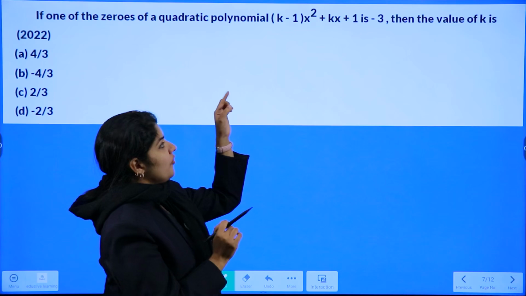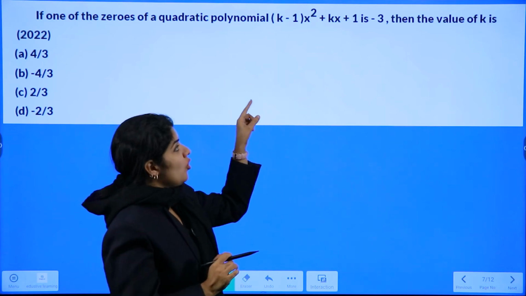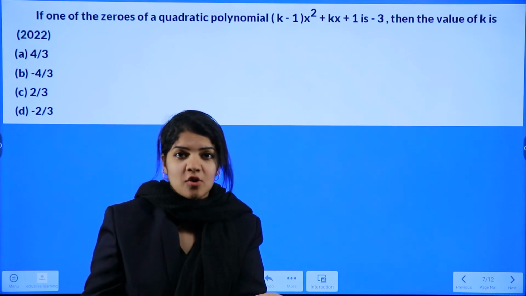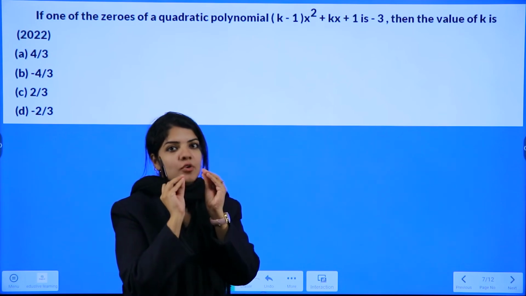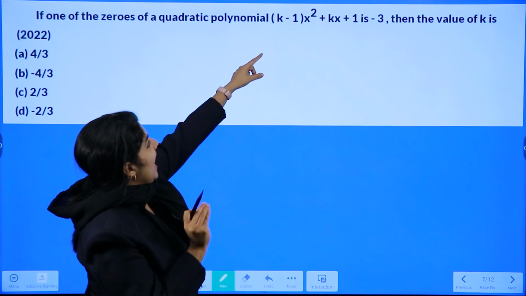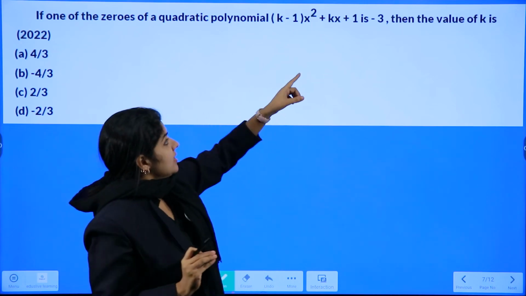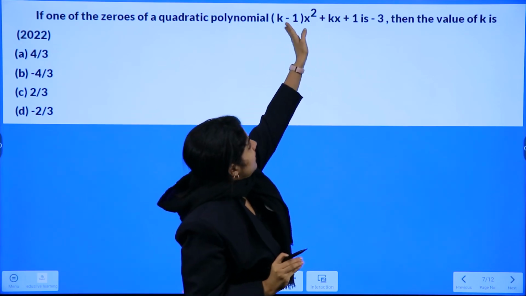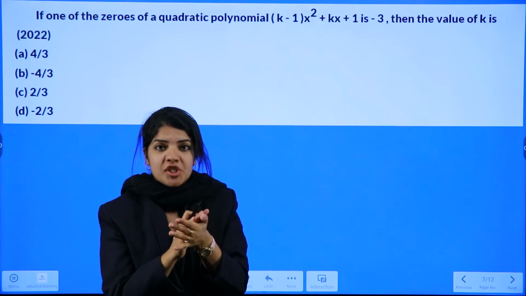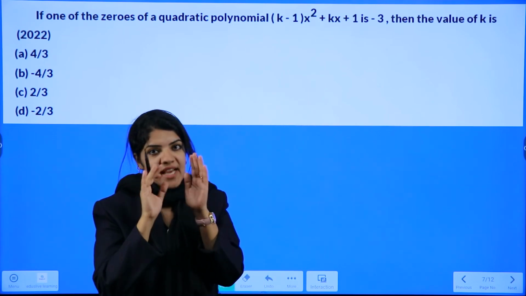So one of the zeros means the value of x. What do you mean by zero? Zero means the value of the variable. The variable used here is x square, it is not k. Zero means the root of the equation or the solution of the equation which satisfies it.